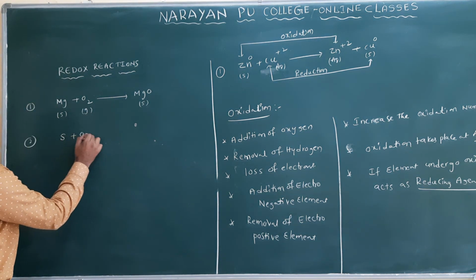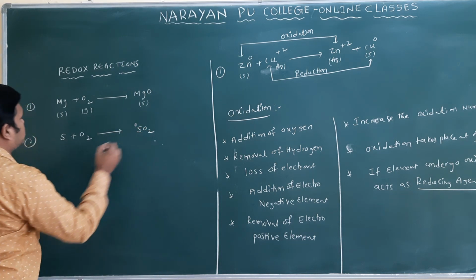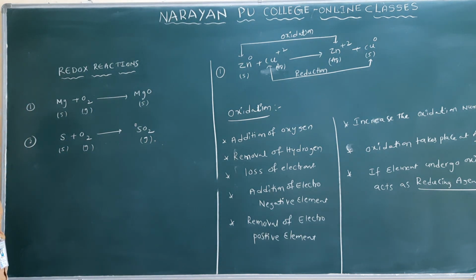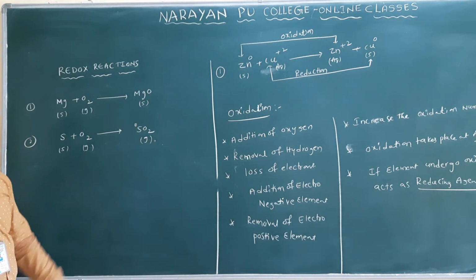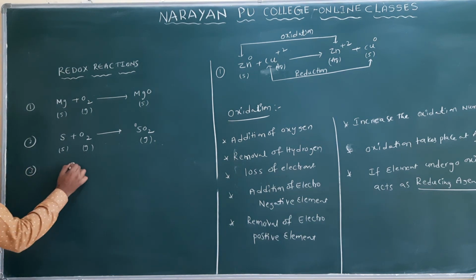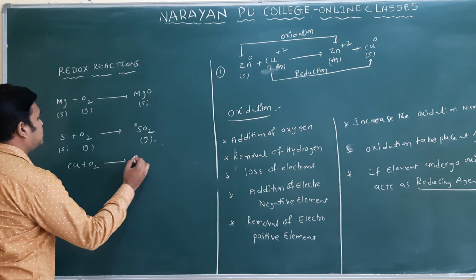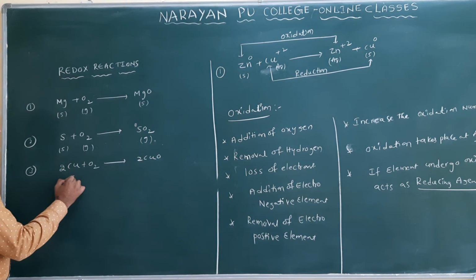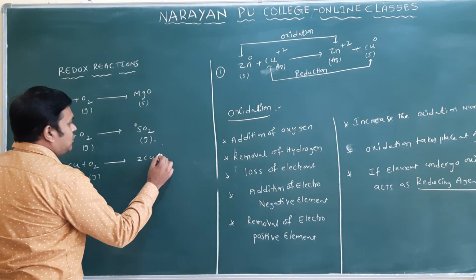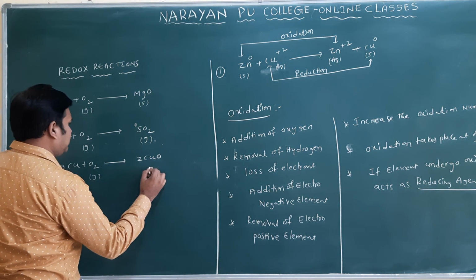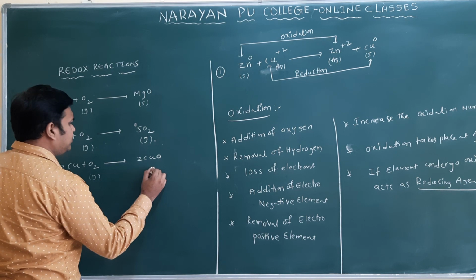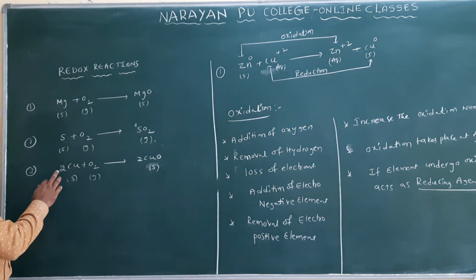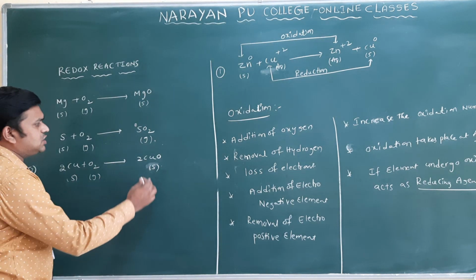See the second one: S plus O2 gives SO2. Sulfur is a solid, and O2 and SO2 are gases. Here also we are adding oxygen. Third one: Cu plus O2 gives 2CuO. Copper is a solid, oxygen is a gas, and copper oxide is also in the form of a solid.